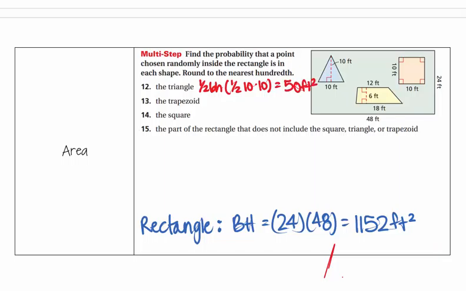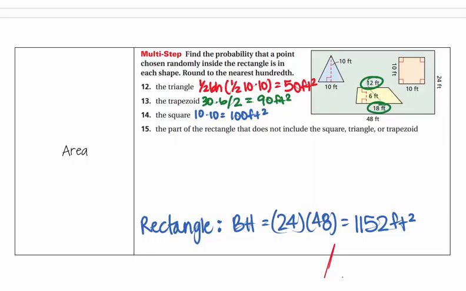Let's find the area of the trapezoid. This is one people always forget, but remember, you add your two bases, so 12 plus 18 gives us 30. You multiply by 6, and then you chop whatever you get in half. So you end up with 30 times 3, or 90 feet squared for the trapezoid. Square is nice and easy. Remember, that's just base times height, or 10 times 10 in this case. So you get 100 feet squared for that square.